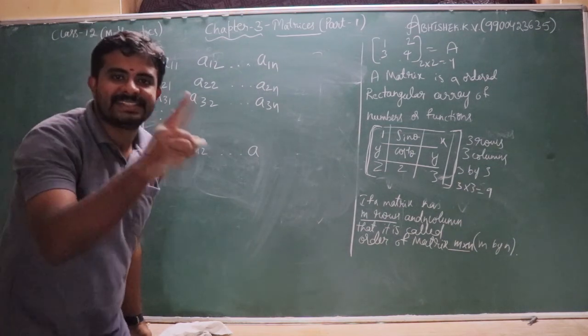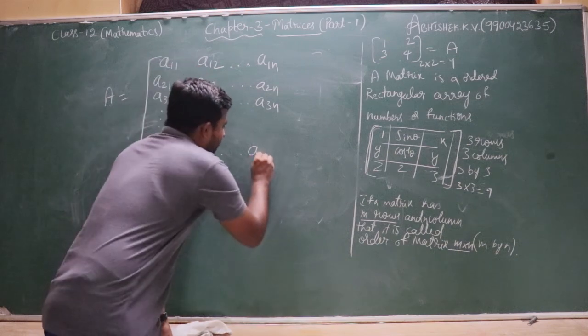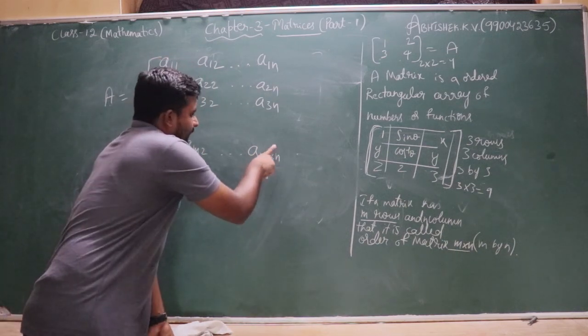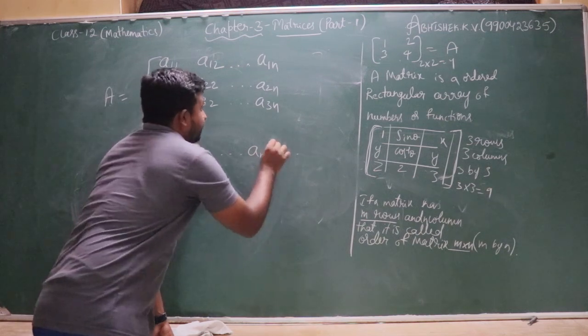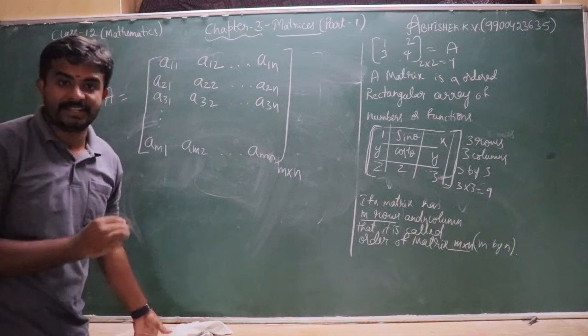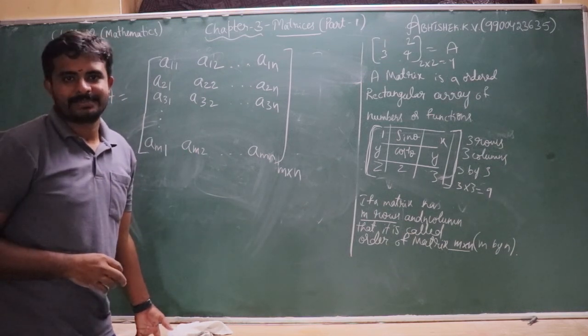If the matrix has m rows and n columns, then it is the order of the matrix, m by n. This is the general form of a matrix of order m by n. I hope you are all getting this.